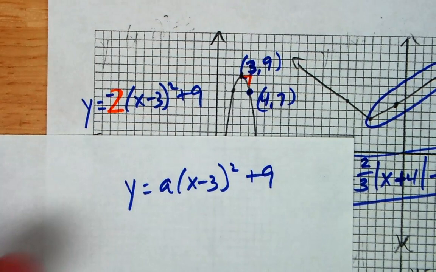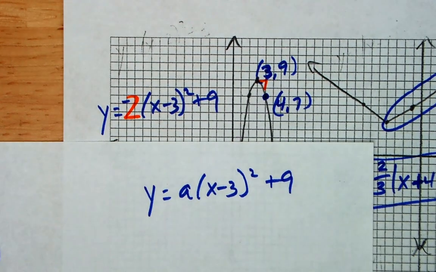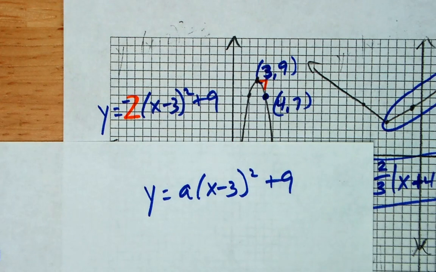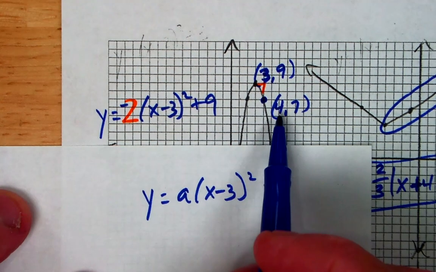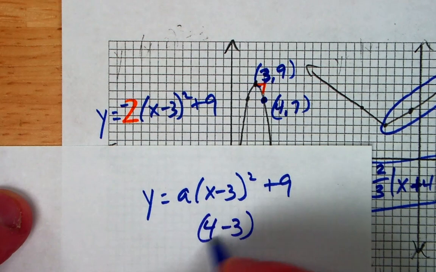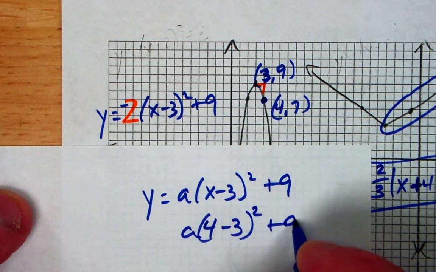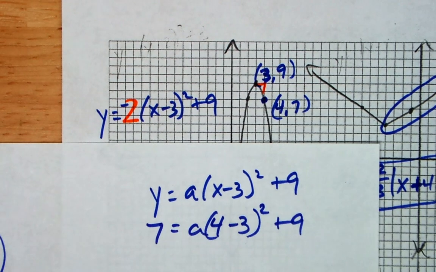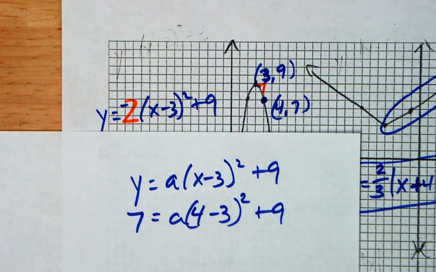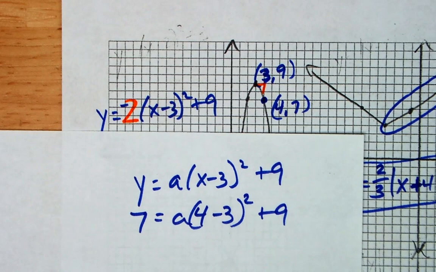So now what I'm going to do is this A. What this A does is it stretches it and shrinks it. It goes like this, until it goes through that point. So I want it to go through 4, 7. 4 is my x and 7 is my y. So what did I do there? All I did was plug in 4 for x and 7 for y. That's all I did. And now I can solve for a. The algebra will tell me what a is.